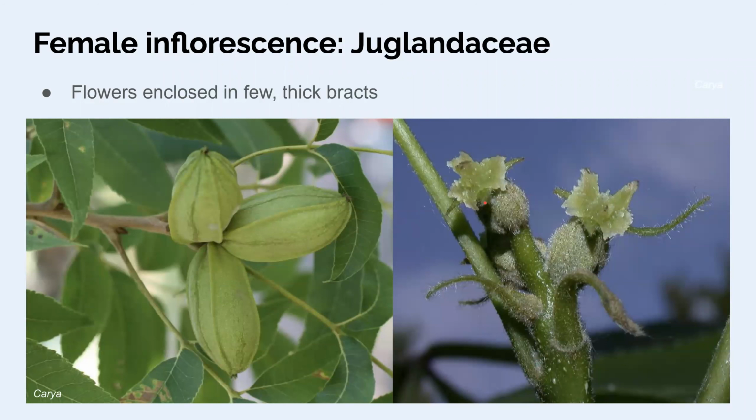Moving on to Juglandaceae, we've got also nuts enclosed in bracts. This is a case of fewer bracts, and the individual bracts are rather thick. So this is a pecan on the left here. Pecan is in the same genus as hickory. Also walnuts. You might know that walnuts have a big thick rind on the outside. This is them in their early developmental stage. You've got stigmas up here, and even at this stage, the ovary is surrounded by these bracts.